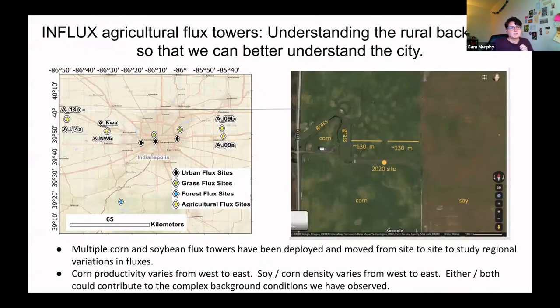One way to understand the rural background is through the use of eddy covariance flux towers. The figure on the left here shows the flux towers in and around Indianapolis. Multiple flux towers have been deployed at corn and soybean fields in order to study the regional variations in agricultural fluxes. Corn productivity tends to vary from the east side to the west side of the city, as does corn and soy density, which could potentially contribute to the complex background conditions that we've observed. Next slide, please.